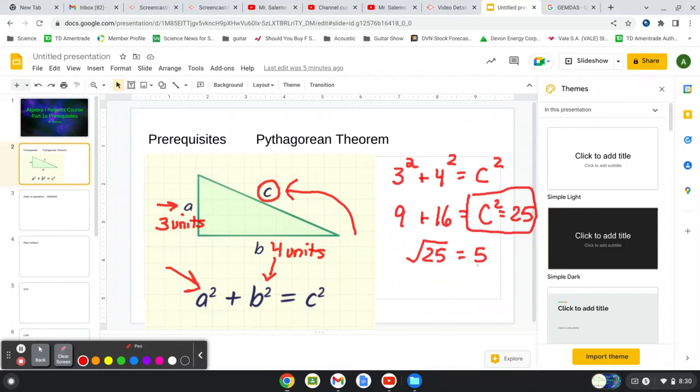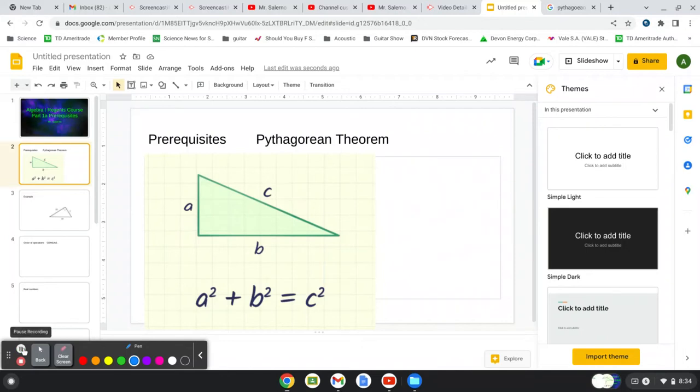Let's do another example. Okay, let's say A was 6, and let's say B is 8. So what do you think C would be? Again, we'll just use units. Doesn't really matter what we use. So try to figure that out. Pause the tape if you want.